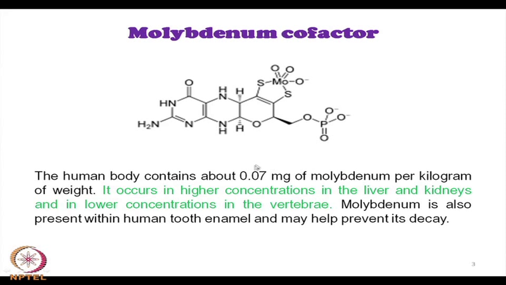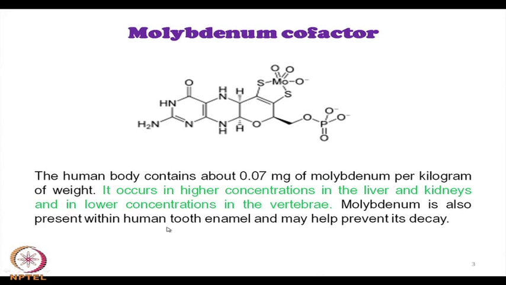Our human body contains very little molybdenum, but we are slowly going to learn about its catalytic functions and reactivities. Per kilogram of body weight we have only 0.07 milligram of molybdenum, and mostly it is available in the liver and kidneys, with lower concentration in the vertebra. Molybdenum is also present in human tooth enamel and may help prevent its decay, in some molybdate form in the solid.